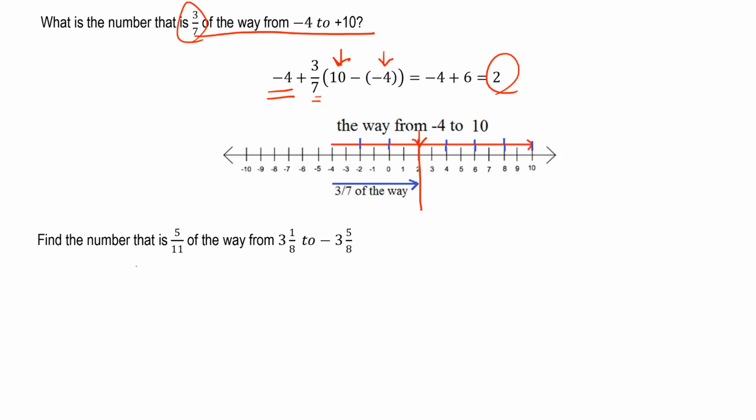So let's look at one, and we just won't even draw a picture. We'll just say exactly what you do. So find the number that's 5/11 of the way from 3 1/8 to -3 5/8.